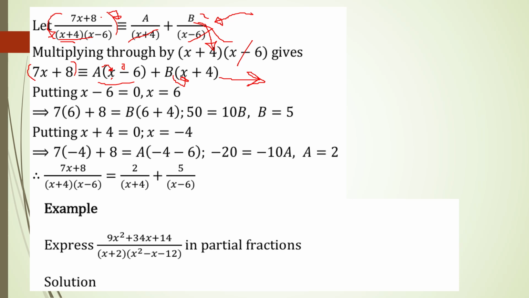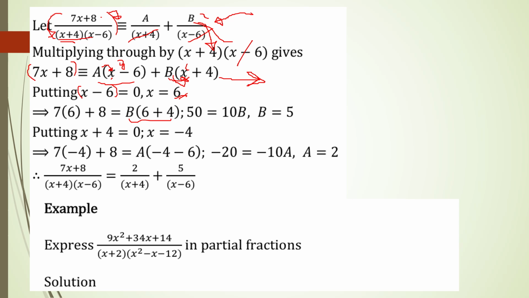That's why we told you that putting x minus 6 equal to 0, your value of x must be equal to 6. And therefore, this bracket we have made 0, so it's going to be a times 0 to give us 0. And on this side, if x is equal to 6, you're going to remain with b into 6 plus 4, which is 10. Then you're going to end up with 10b. That's why you're seeing this expression.